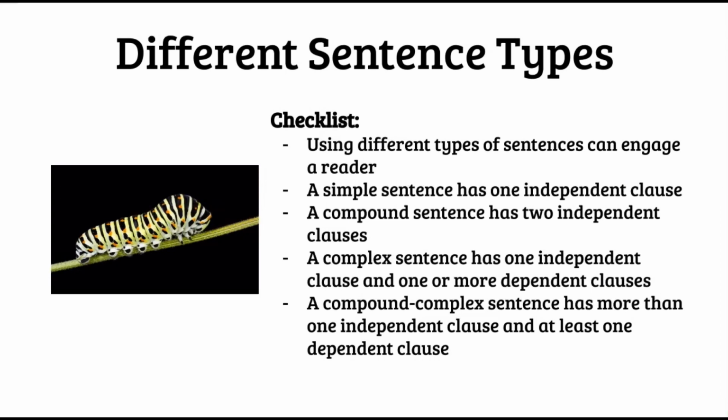In this lesson, we're going to look at different sentence types. Our checklist says that using different sentence types can engage a reader. A simple sentence has one independent clause. A compound sentence has two independent clauses. A complex sentence has one independent clause and one or more dependent clauses. And a compound-complex sentence has more than one independent clause and at least one dependent clause. This can all sound a little bit confusing, but hopefully this lesson will make it a little bit clearer.